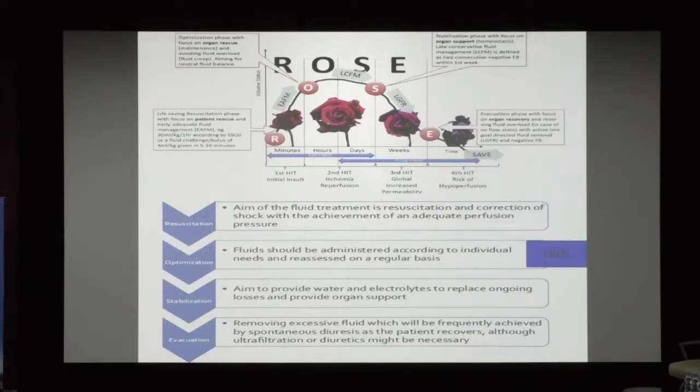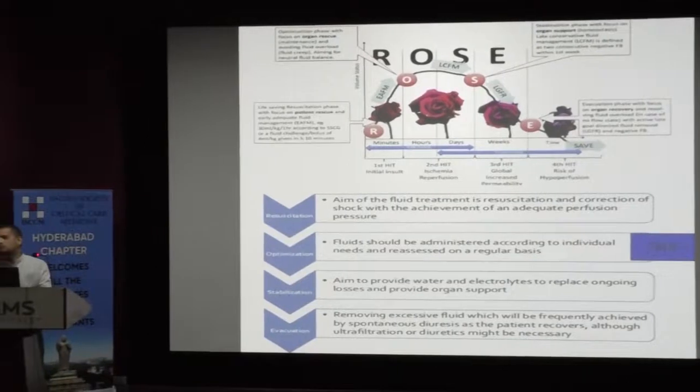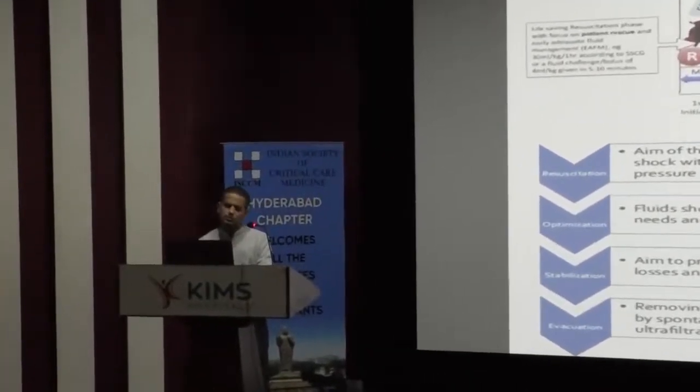Stabilization phase is here. Hopefully, once the patient is resuscitated and optimized, he should not be in a shock state. He is off vasopressors, and here we need to supply his electrolytes as well as metabolites, and it should be a continuation of organ support. In this phase we target late conservative fluid management, that is at least 2 days in the first 1 week, try to keep the fluid conservative and aim for a negative balance here. That is called late conservative fluid management, and it has shown a mortality benefit.